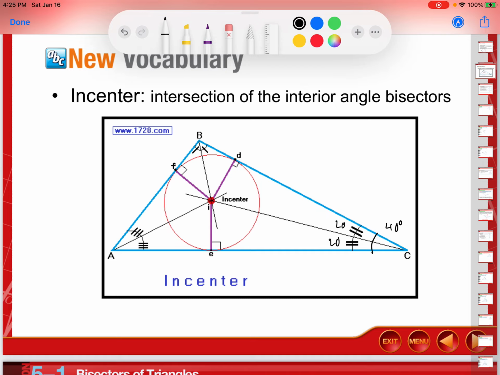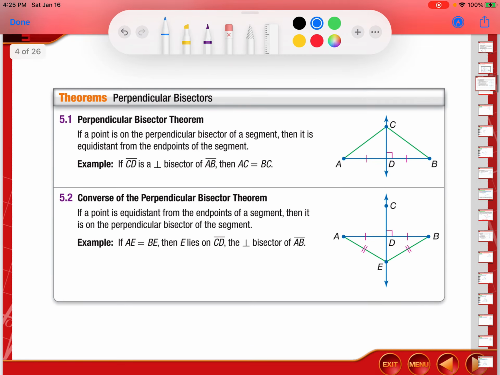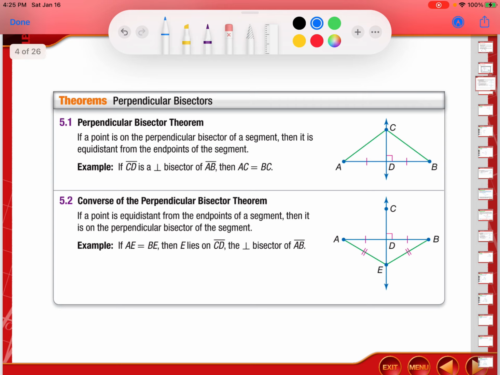And the cool thing about the incenter is that we have these three line segments in here, and all of these end up being the same length, which is really cool. So we'll talk more about that later. So as we continue on, we get to our theorems. Yes, I love theorems. Let's go.